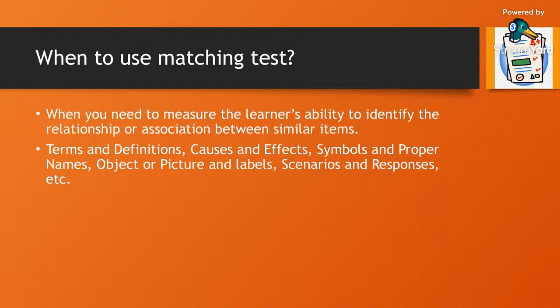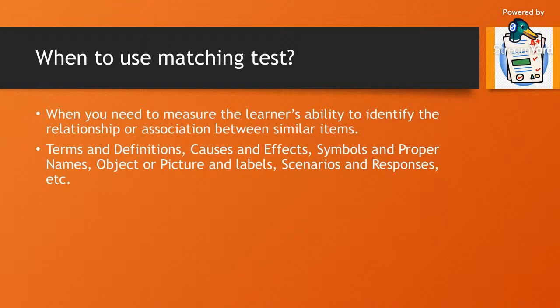So when are we going to use a matching test? When you need to measure the learner's ability to identify the relationship or association between similar items, then you would go for a matching test. In all cases, the first column is matched with the second column. Usually the students will be able to answer the matching type test correctly if they can establish the relationship or association between the two columns.